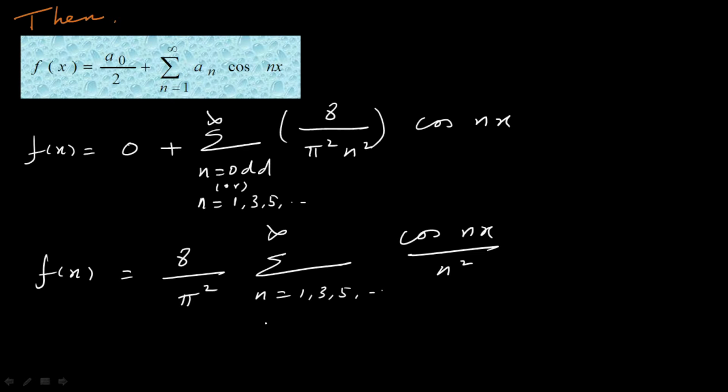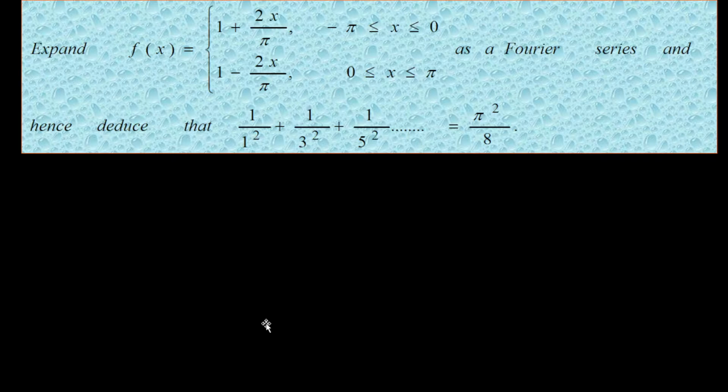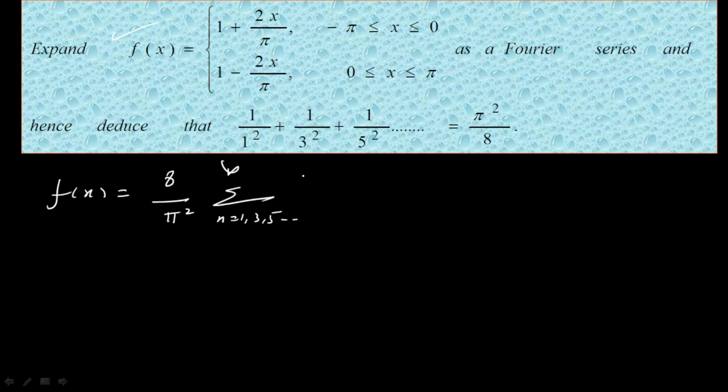So for that, I am just giving you the problem for your understanding. What we did first was find the Fourier series representation of the given function f of x, that is nothing but 8 by pi square sigma n equal to 1, 3, 5, that is odd terms to infinity, cos nx divided by n square. So we have to find the Fourier series representation of this function, and from that we have to deduce this series. Okay.